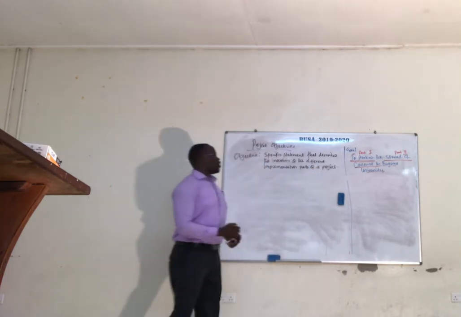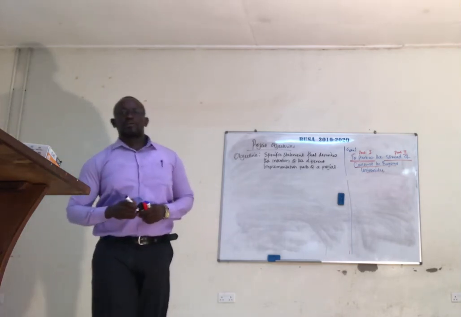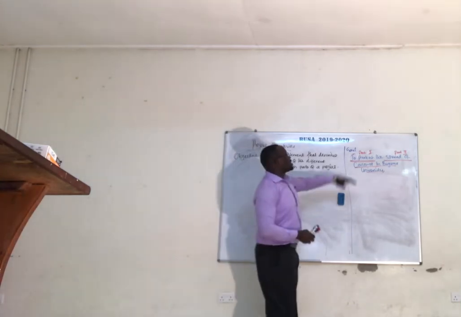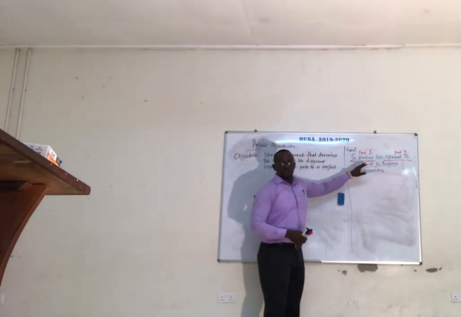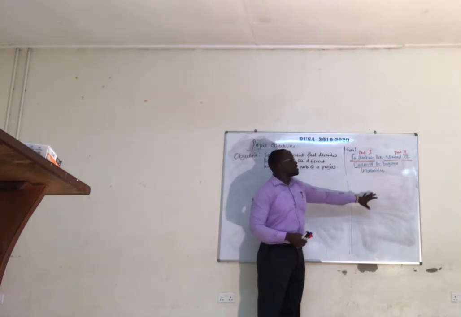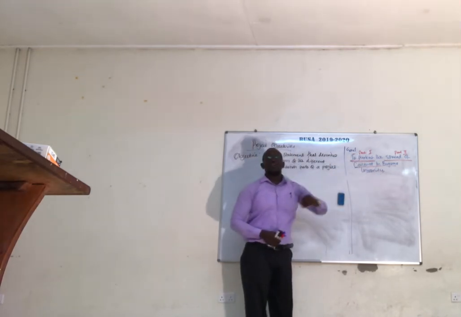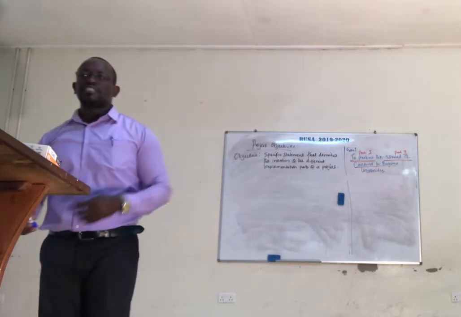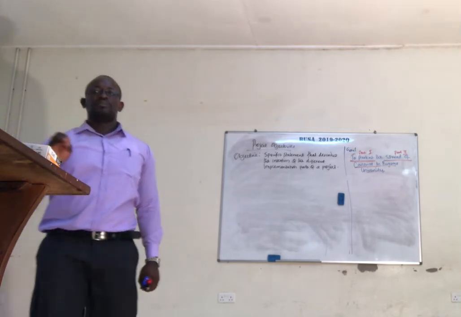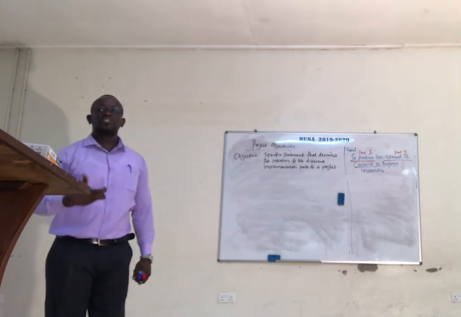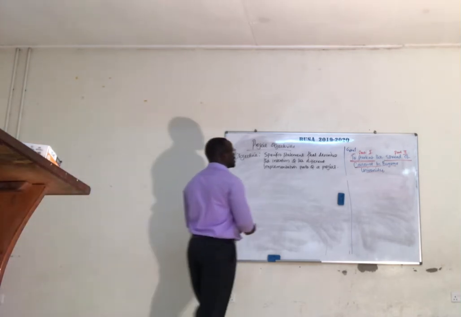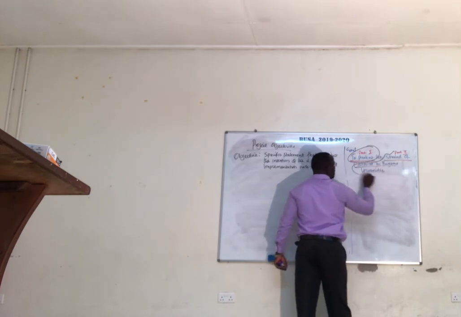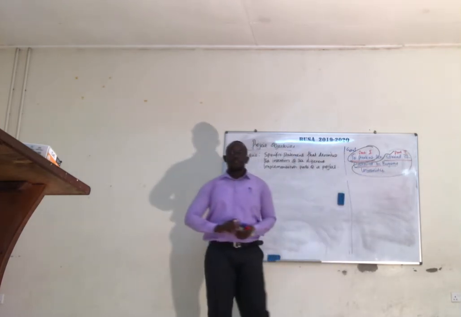Go back to our goal. We say a goal must have two components. One is the part that talks about what we are going to do, the part that summarizes what is going to be done. And number two, the part that summarizes the overall impact of the project. Now we are saying, what is an objective? An objective is a specific statement that describes the intention of different implementation parts of a project.